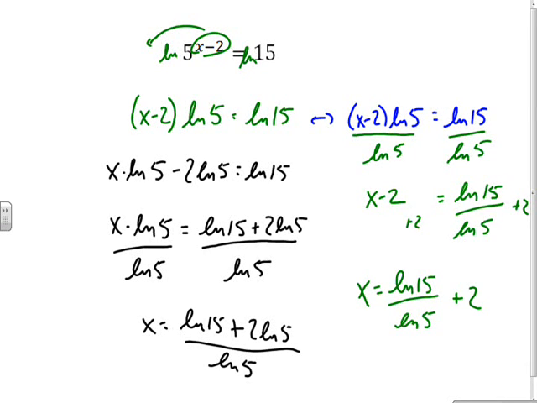Now notice, if I compare that answer to the first one over here, I basically did one fraction like this. So that's the natural log of 15 over 5. And then the other side of this is taking 2 natural log of 5 over natural log of 5, and then the natural log of 5s will drop, and that's where you get the plus 2.